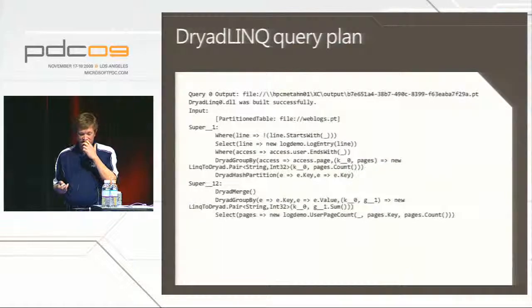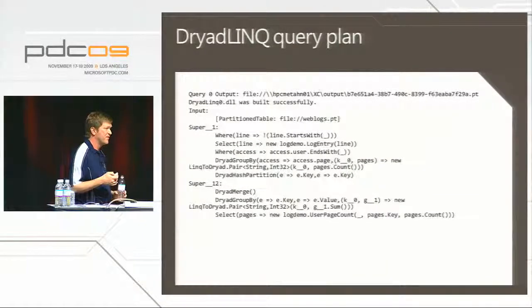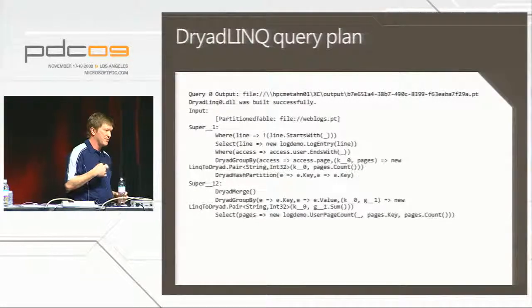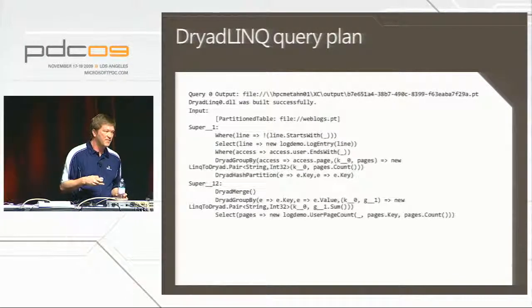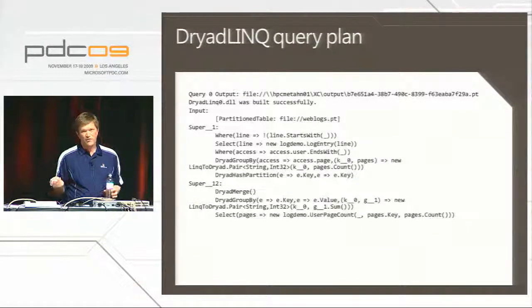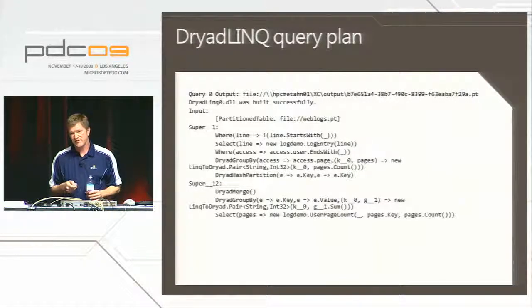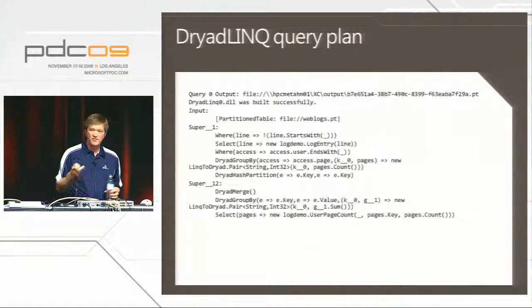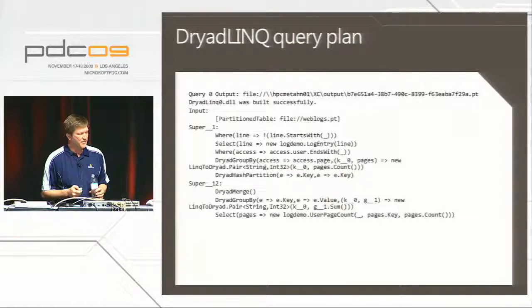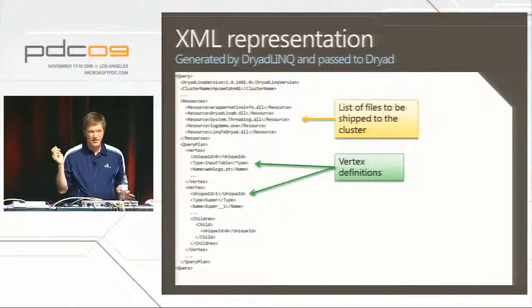And this is actually what you'd see if you ran that example I gave you. This is the output that DryadLINQ would give you. So you've seen that we've actually got the weblogs.pt marked as the input to the query. And we've taken the code right from your application and put it into the query. We've created two vertices in this case, super 1 and super 2, that are going to be the actual methods that are called to execute the query. And DryadLINQ is going to turn that query into an XML file.